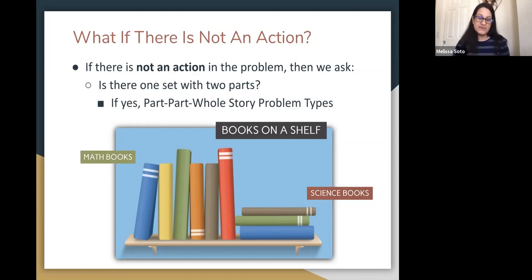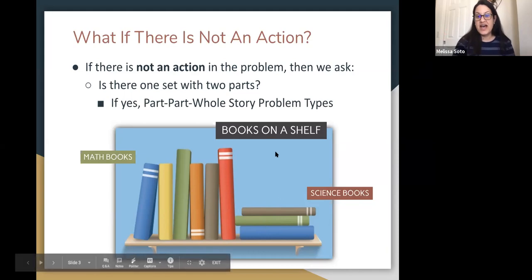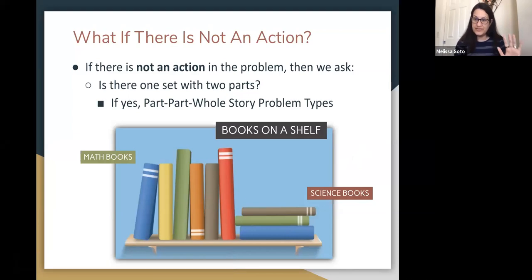Especially when I ask the question, say, there are 9 books on the shelf, 3 of them are science and the rest are math. How many are math books? There's one part of the story problem that's missing. That tends to be a little bit more challenging because there isn't an explicit action happening in the story problem. So again, if there is one set with 2 parts and nothing is being added and nothing is being taken away, then this is considered a part, whole story problem.